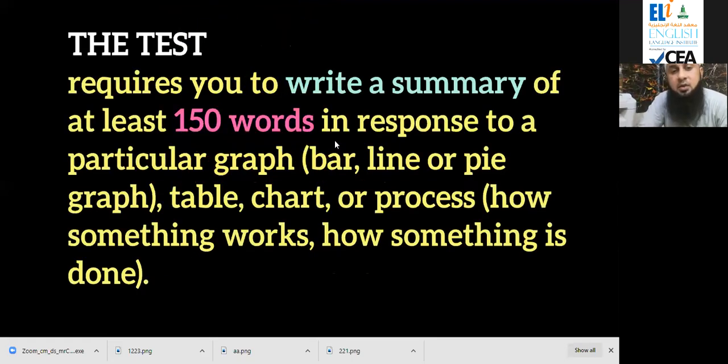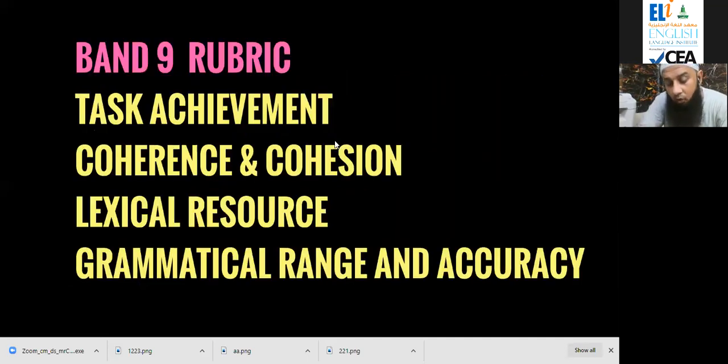Okay, so the test requires you to write a summary. You don't have to write the detailed thing on it because the summary is 150 words, a response to a particular graph. It could be a chart, a process, anything, and how something is done. So before we start and I show you the task, I want to show you something else.